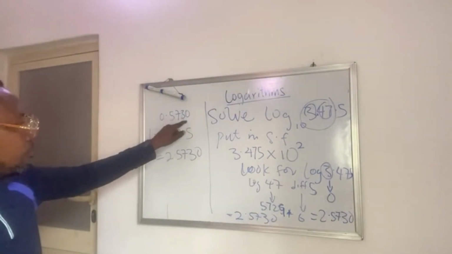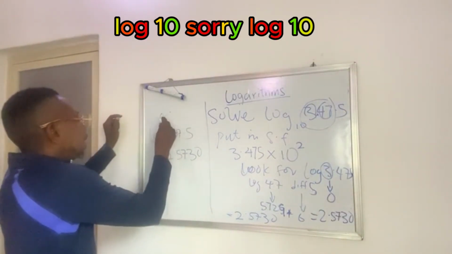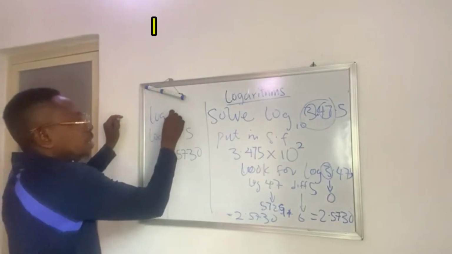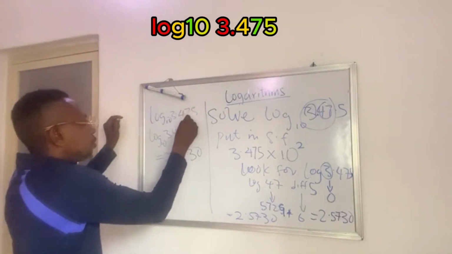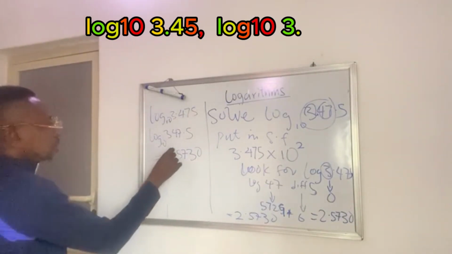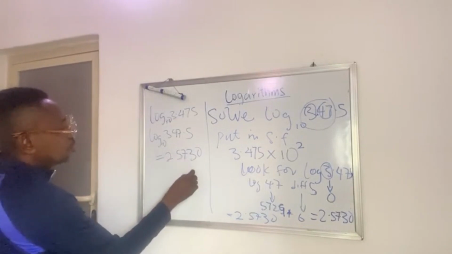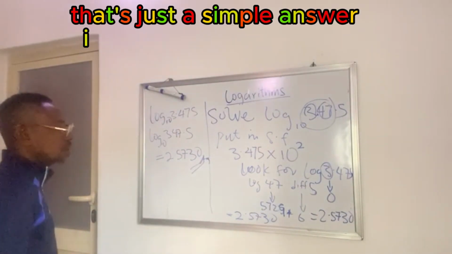So therefore, log base 10 of 3.475 will give us as final answer what? 2.5730. That's just a simple answer.